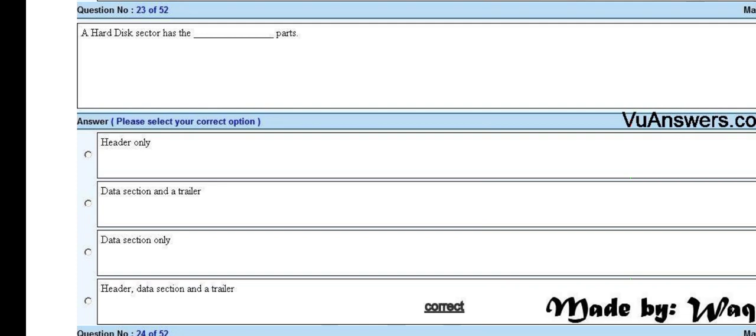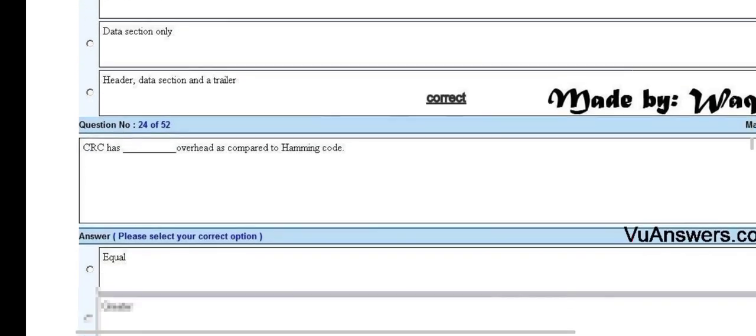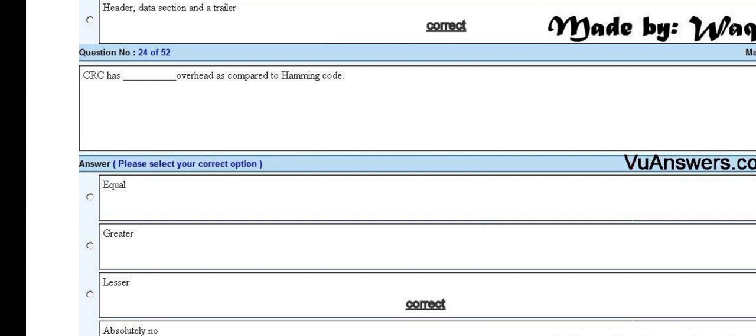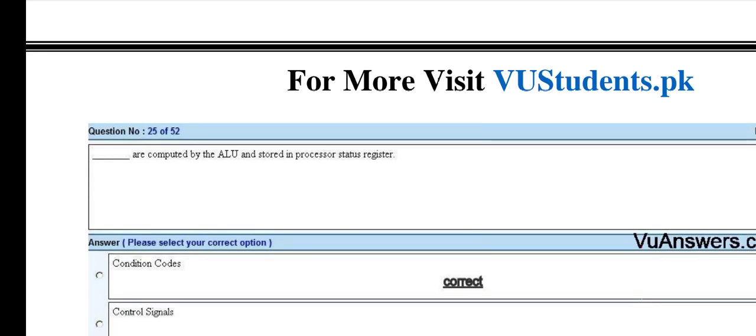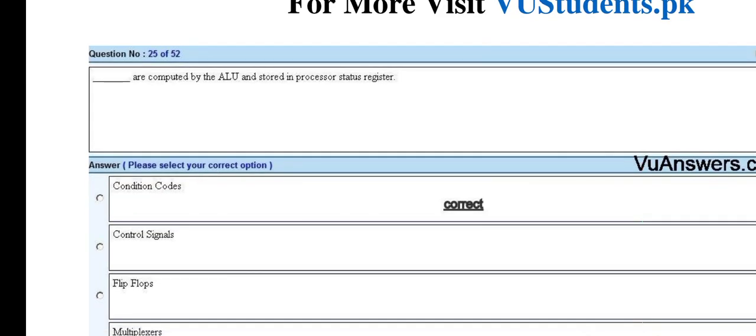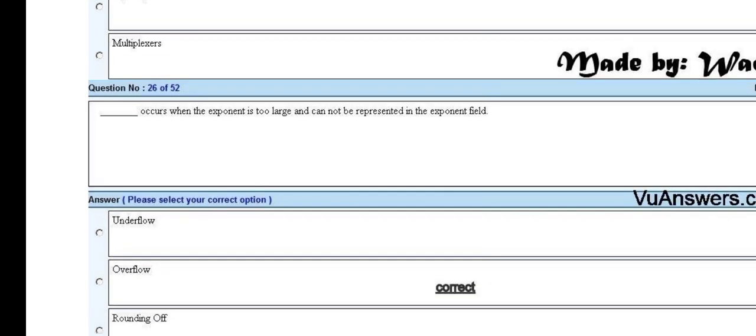A hard disk sector has the following: a header, data section, and a trailer. CRC has dash overhead. Dash are computed by the ALU and stored in the processor status register. Condition codes. Dash occurs when the exponent is too large and cannot be represented in the exponent field. Overflow.